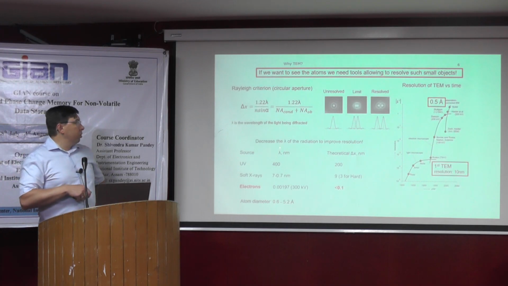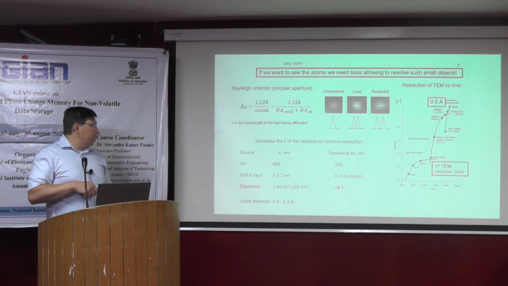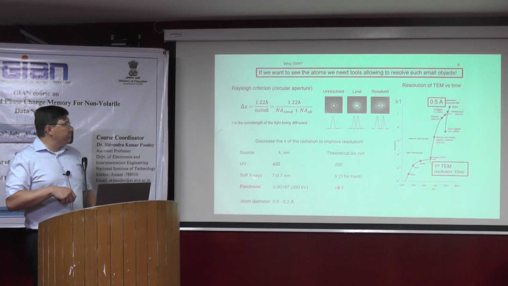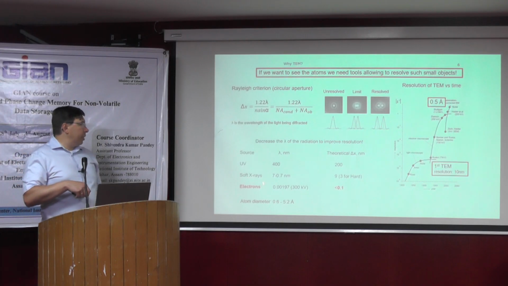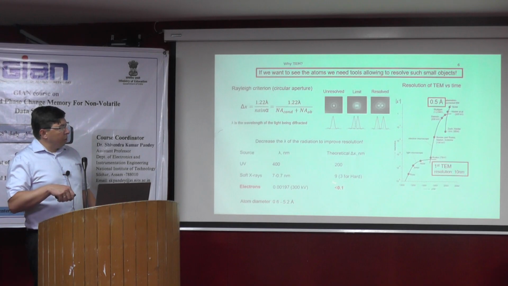So let's look at the sources. If we use a UV source, it has a wavelength of about 400 nanometers, so theoretically we can resolve objects of about 200 nanometers. If we use soft or hard X-rays, here we have wavelengths from 7 down to 0.7 nanometer, and then we can resolve objects of 9 and 3 nanometers.